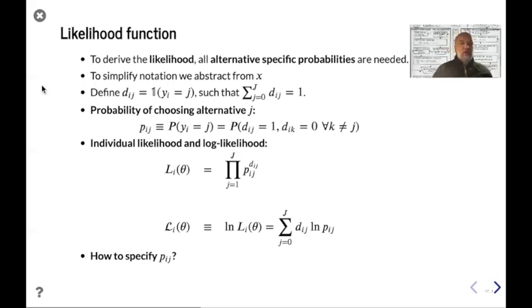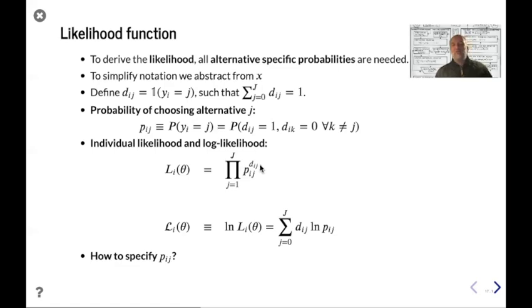Okay, so here is a little bit of notation. D here is an indicator, a dummy for choosing alternative J. They all sum to 1. Then you have the probabilities here, the P_ij, which we already defined in some sense. And then you get the individual log likelihood, which would essentially just be summing over all the different alternatives and then picking out the probability for the chosen alternative. Okay, that's what it's saying.